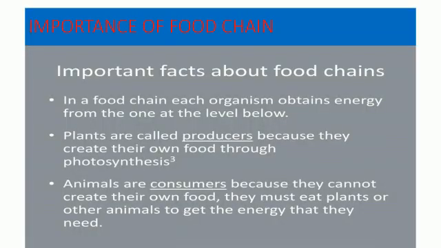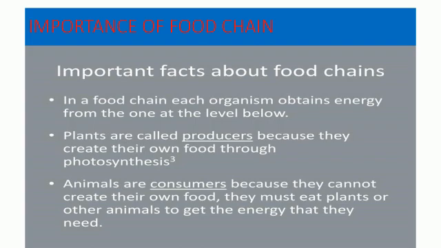Let us discuss the importance of the food chain. Every food chain is important and every organism of the food chain is also important. Number 1: in a food chain, each organism obtains energy from the one at the level below. Number 2: plants are called producers because they create their own food through the process of photosynthesis. If plants are not present, we are not able to make our food.